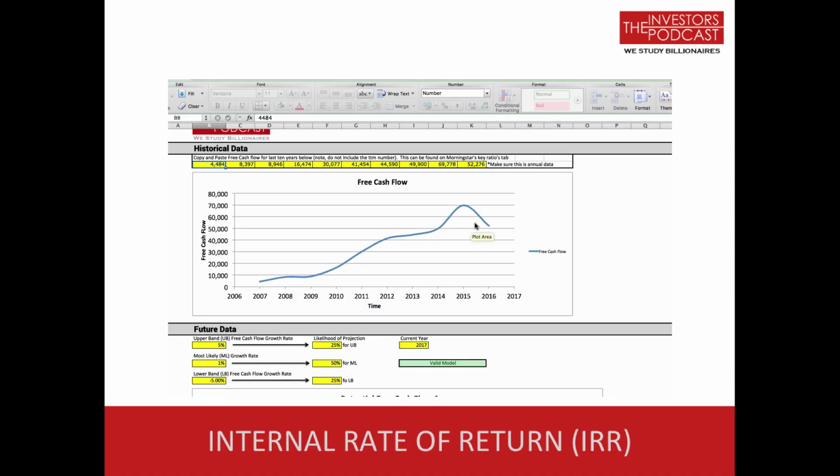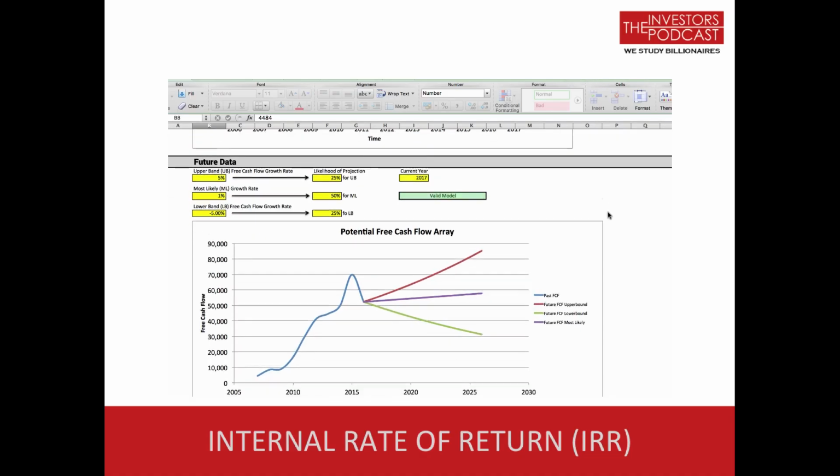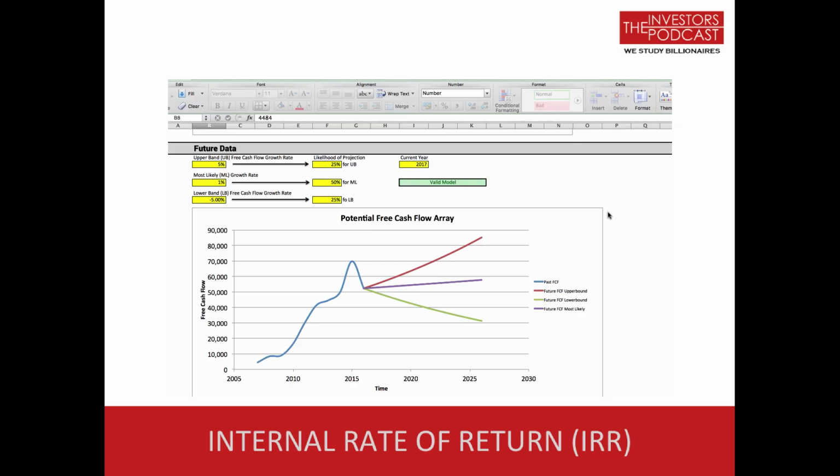And as I just showed you, what the intrinsic value is based upon is what's going to happen in the future. So as we go down to this tab here, future data, you can see that we've got our past data here, the blue, already plotted. And what we have here is an array of potential outcomes of free cash flow into the future. And I have 3 lines. The top line is what I'm calling the upper band. The middle line is what I'm calling the most likely growth rate. And then the lower band is what I'm calling the lower band free cash flow growth rate.